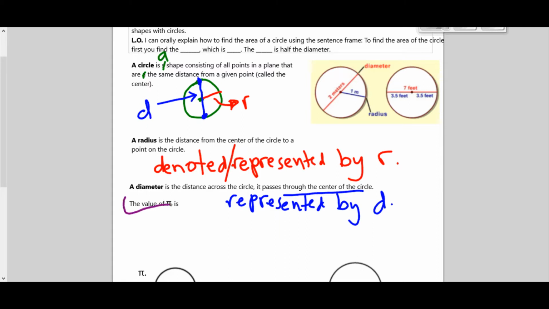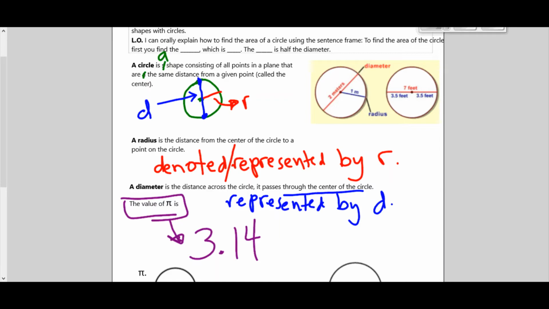This last piece, the value of pi, if you type it into your calculator, the value of pi is 3.14. That's how we're going to estimate pi. If your calculator has the pi button, then you can definitely use the pi button. If not, you can use 3.14.